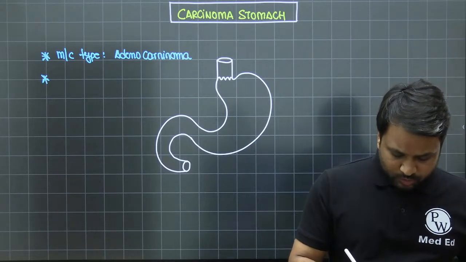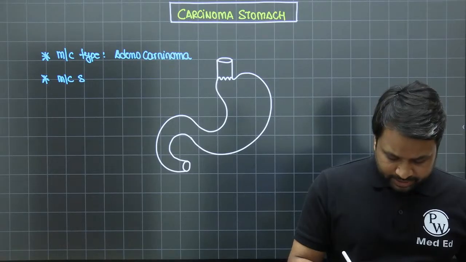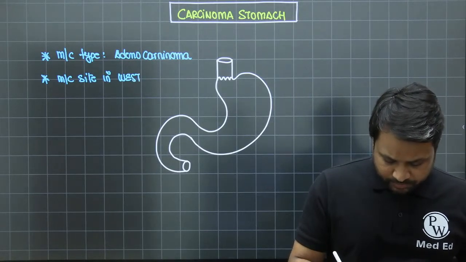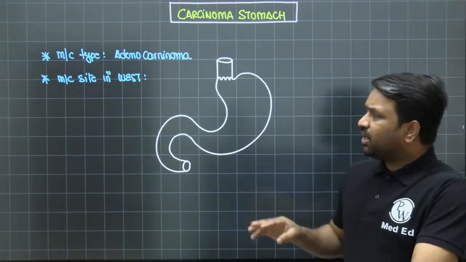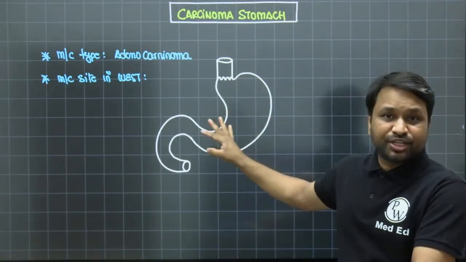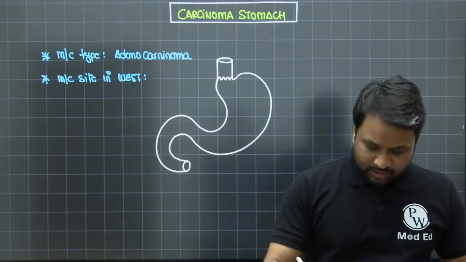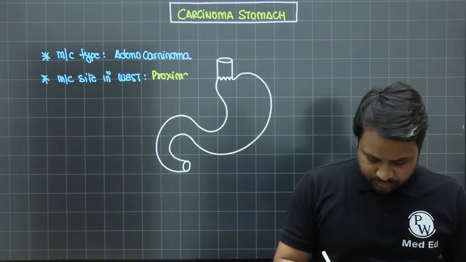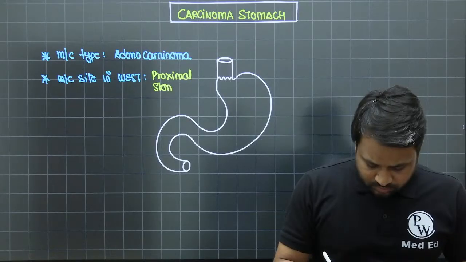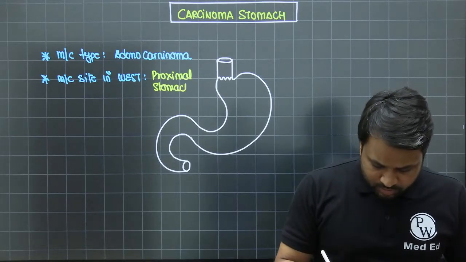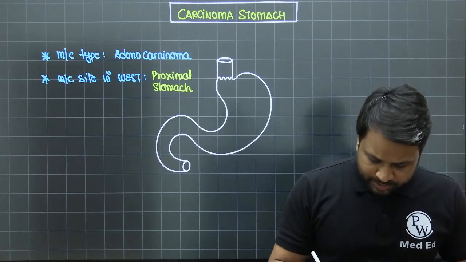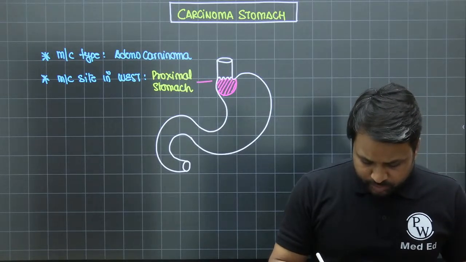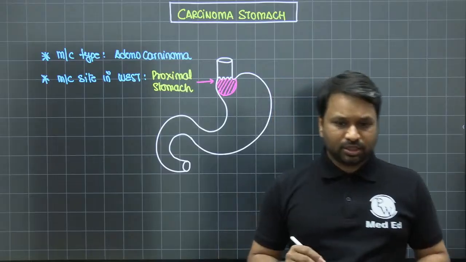One, what is the most common site in the Western countries or the Western world? Now, Western countries have the higher incidence of the esophageal cancer or the GE junction malignancies. So here the probable answer would be the proximal stomach. It is going to be at this particular region. This is the proximal stomach, going to be the most common site in the Western countries, right?